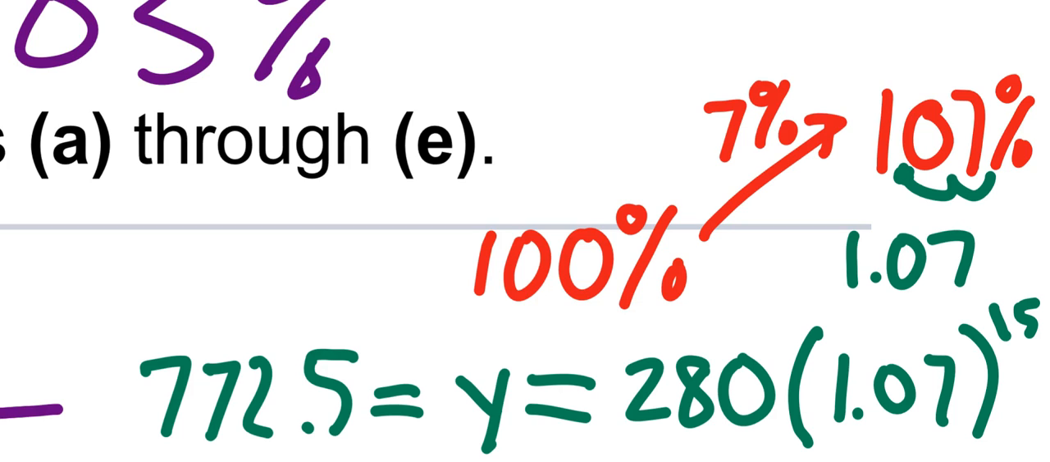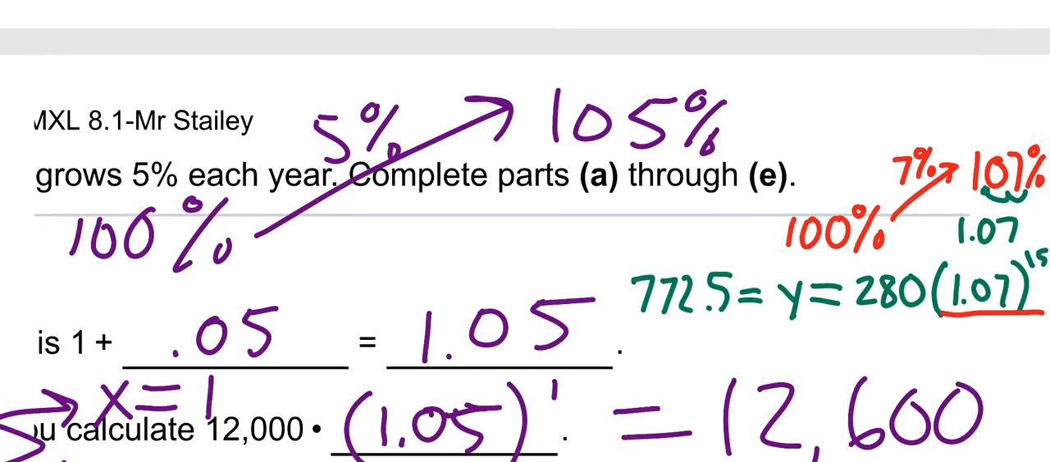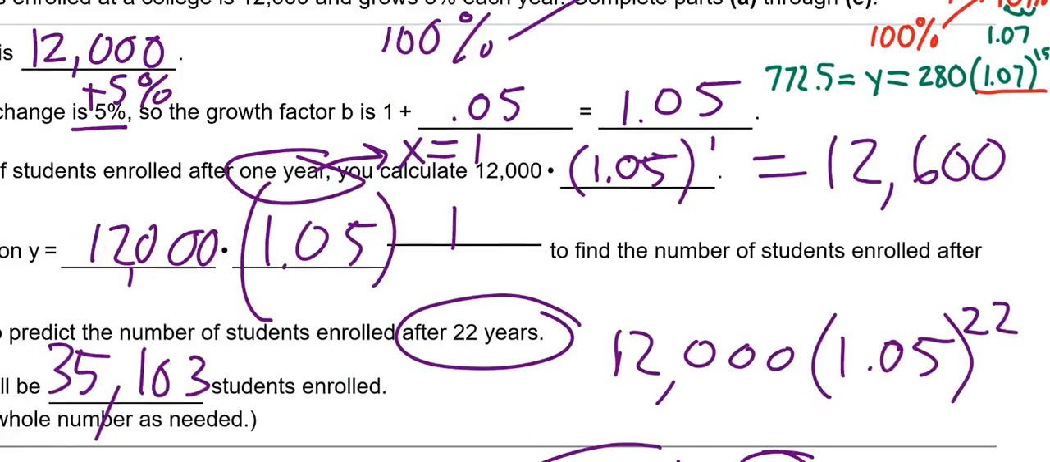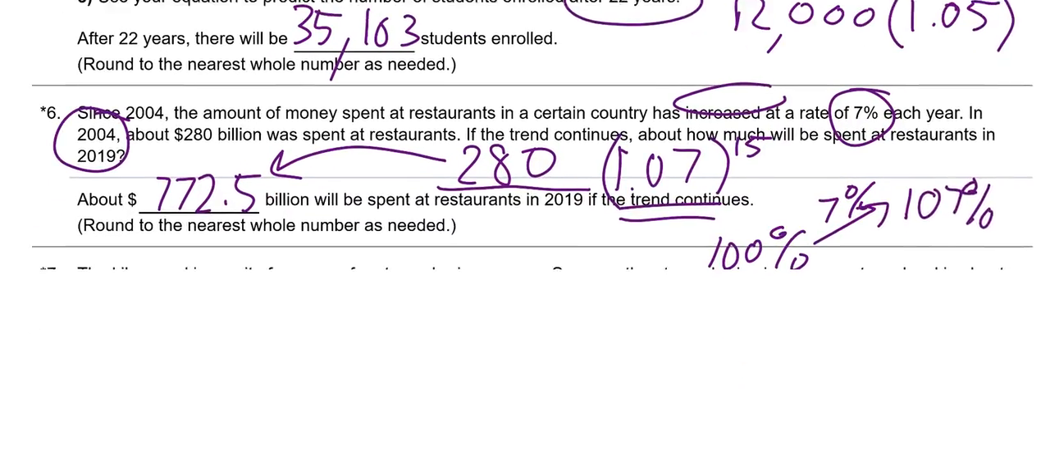Now, if you're using a phone and you're not using something that looks like this, you might want to do this part first and then multiply times 280 when you get done, because I'm guessing it's not as easy to type that using a phone. So I would suggest you just go with order of operations, exponents first, and then multiplication second. Okay, so that's the question that we had down here on question 6.